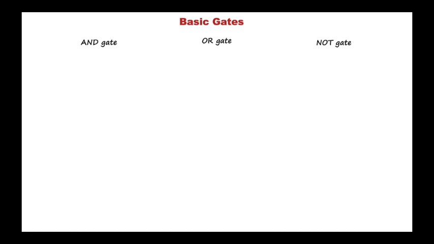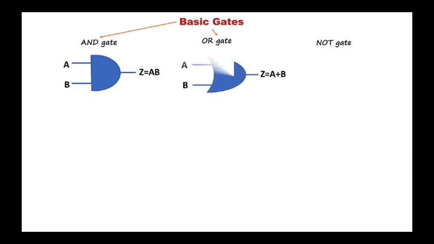There are three different types of basic gates: AND gate, OR gate and NOT gate. The AND gate obeys the AND logic, and this is the symbol of the AND gate. Its output is A dot B, that is the product of two inputs. So output Z equals A dot B, where A and B are the inputs. Now this is the OR gate, and it obeys the OR logic. OR logic is basically the sum of the inputs, that is Z equals A plus B. And the NOT logic is inverse logic, which inverts the input. So the output is the inverse of the input.